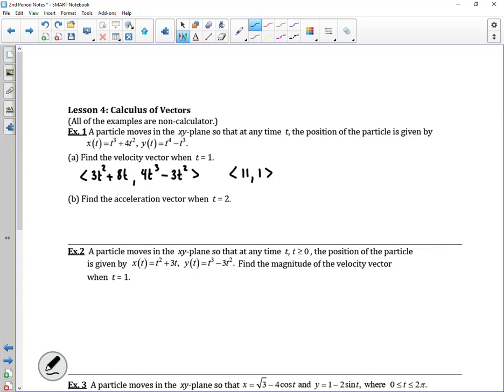Find the acceleration vector when t equals 2. So you just take the second derivative of the original, or the first derivative of the velocity vector. 6t plus 8, and this is 12t squared minus 6t. 12 plus 8 is 20, comma.